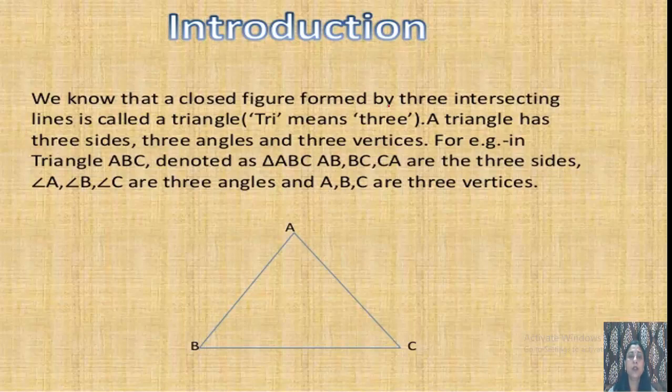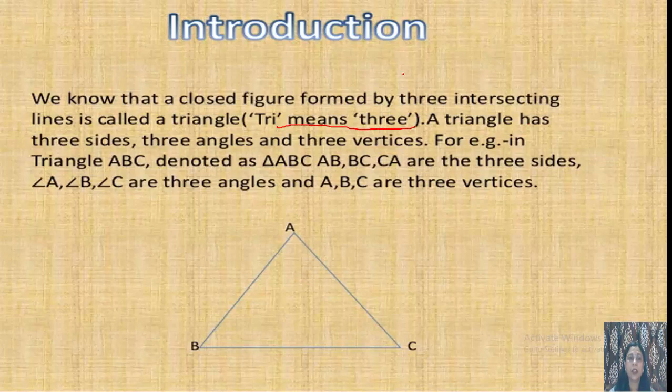Now students, you all might be knowing what is a triangle. As you can see in this figure ABC, this is a triangle. Why this is a triangle? Because it is made up of three sides, means three intersecting lines. The closed figure formed by three intersecting lines is called a triangle. Tri means three.